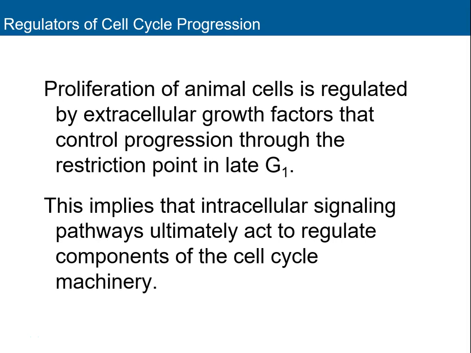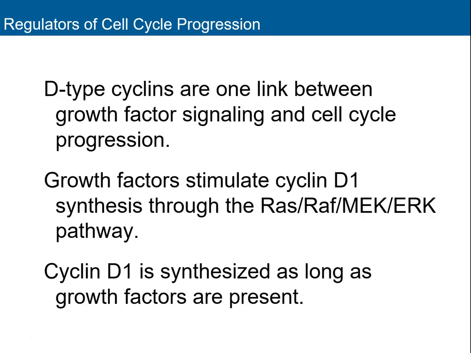It says here, proliferation of animal cells is regulated by extracellular growth factors. We already said that, right? That control progression through the restriction point in late G1. We said that, okay? This implies that intracellular signaling pathways ultimately act to regulate components of the cell cycle machinery. So there are specific types of cyclins that are a link between growth factor signaling and cell cycle progression. We can think back to last chapter.